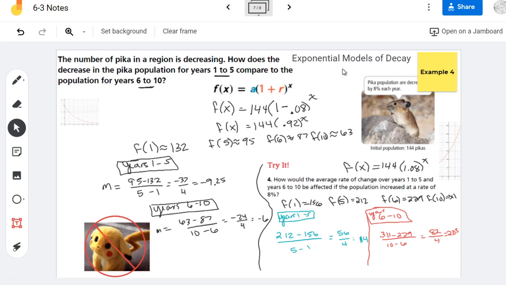So there we have it. There's an exponential model of decay and one of growth as well.